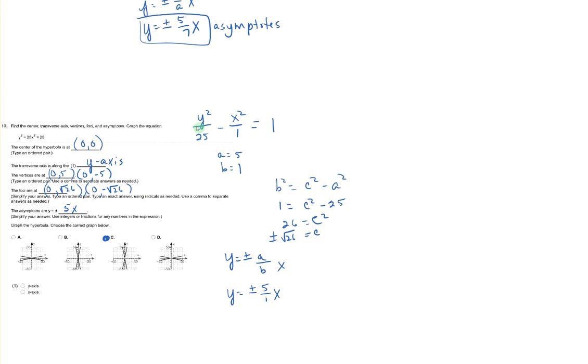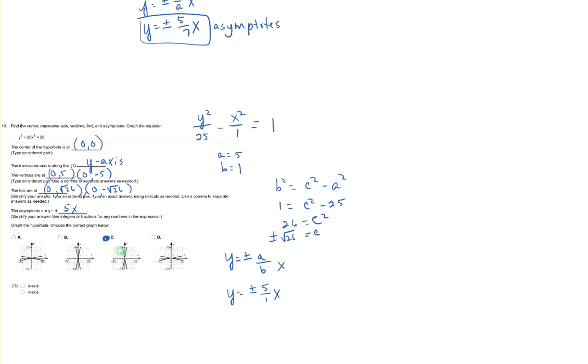Y is the first one, so the transverse axis is y-axis. We're still at center of 0, 0. Our vertices are going to be at 0 and plus or minus 5. Foci, we need to find that out, so we use our equation, plug in the 1 and the 25 that we have. We end up with plus or minus square root of 26. The plus or minus a over b x, so that's going to be 5 over 1. So right here we can put in plus or minus 5x because we don't need to put that 1.